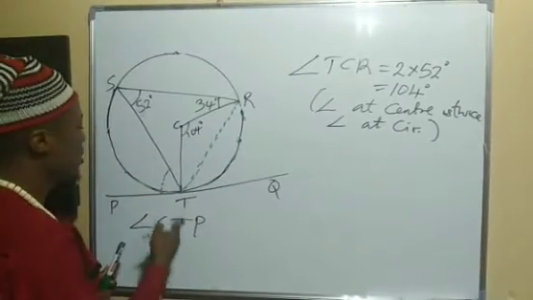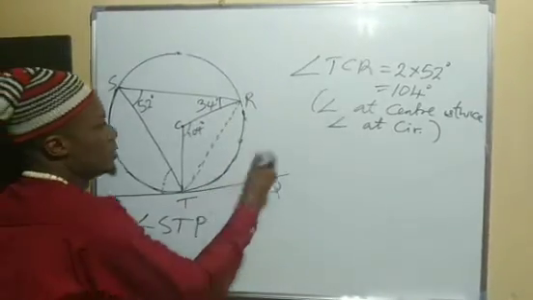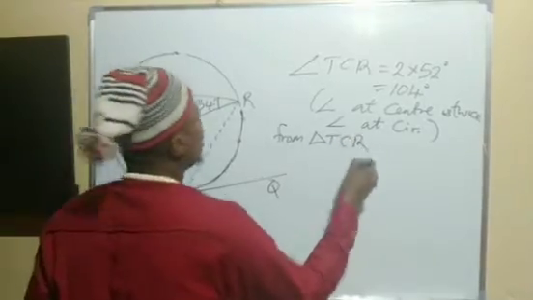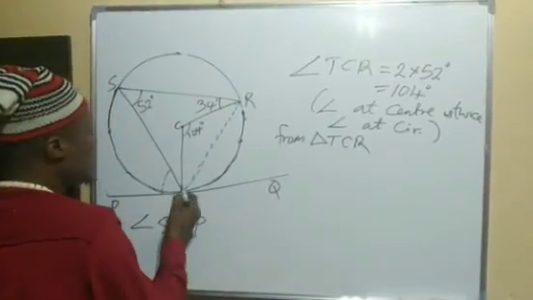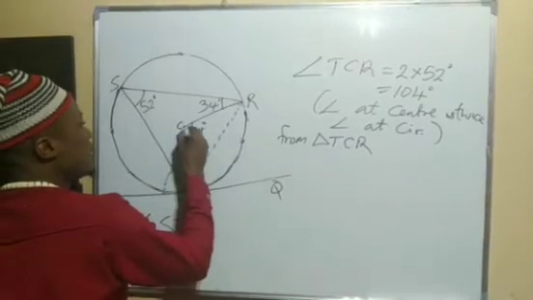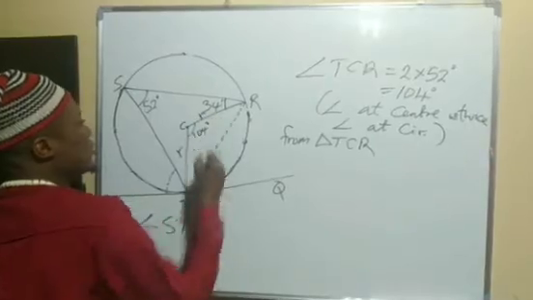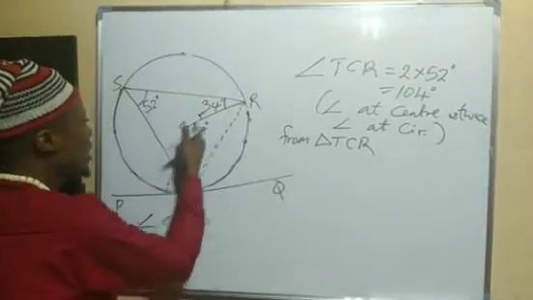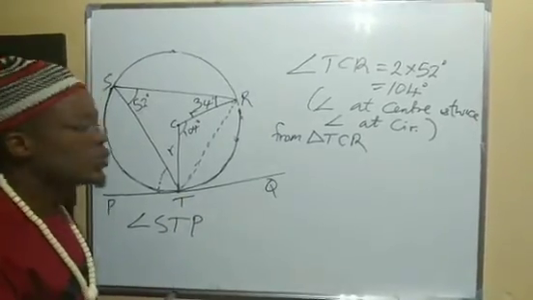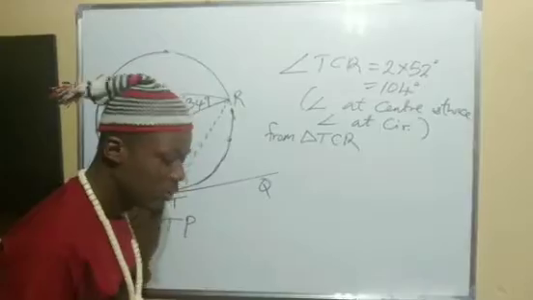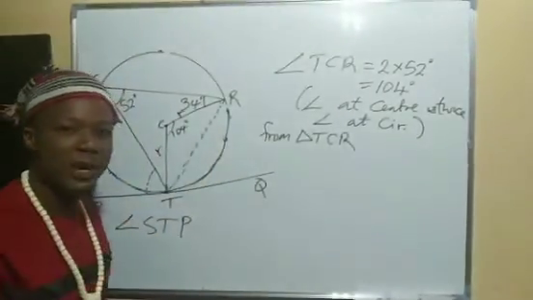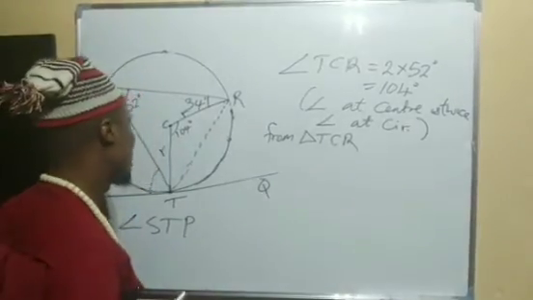But consider this triangle TCR, the smaller triangle. From triangle TCR, you know that any line moving from center to circumference is a radius. Circumference to center is still a radius, okay? So if here is a radius and here is a radius, automatically the two lines are equal. And whenever the two sides of a triangle are equal, the triangle is tagged an isosceles triangle. And one property of isosceles triangle is that the base angles are equal.